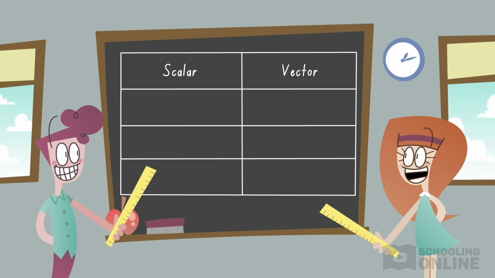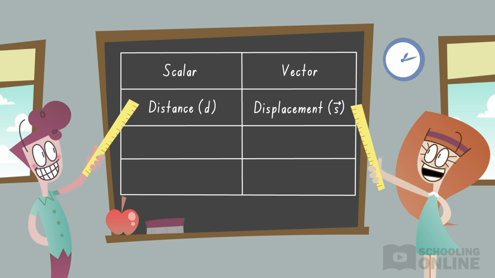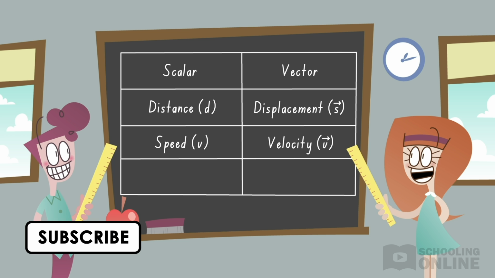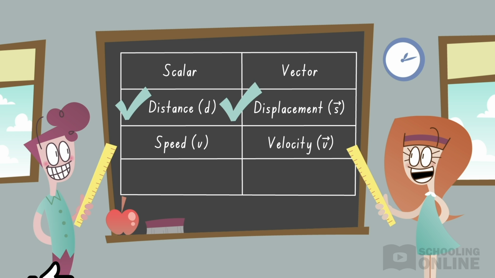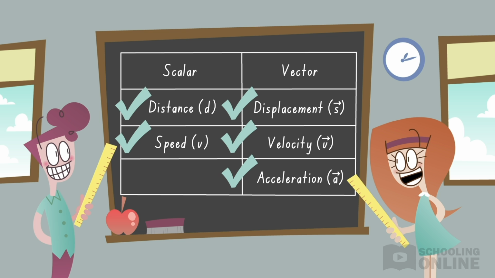If you recall from previous lessons, distance and displacement are scalar and vector counterparts. In the same way, speed and velocity form a matching pair. So far, we have analysed distance time, displacement time, speed time, and velocity time graphs. This lesson will focus on acceleration time graphs only, because acceleration has no scalar equivalent.